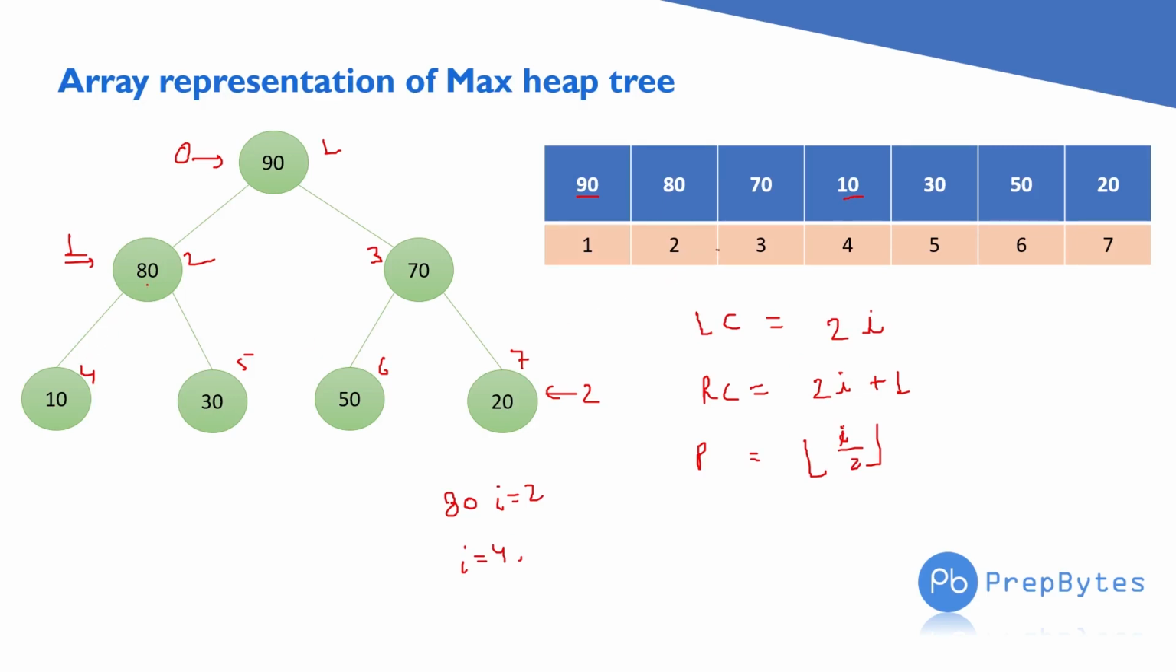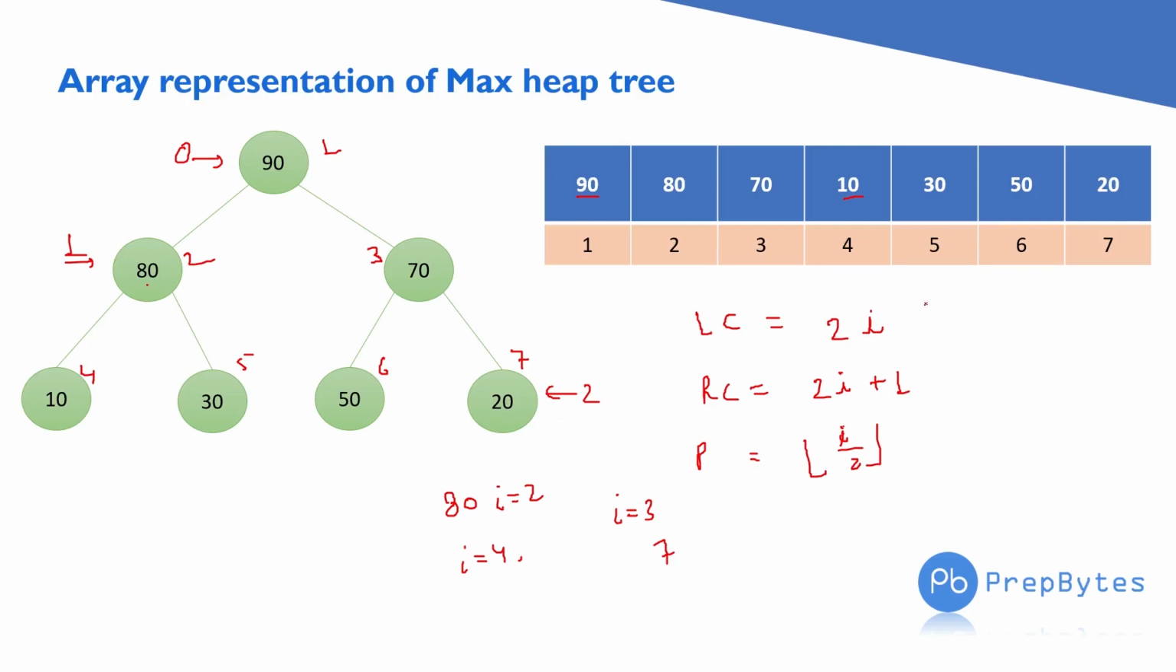Now for example, I want to know who is the right child of 70. For 70, the index is 3, and put it into the right child's formula. So 2 into 3 plus 1 gives me 7. See the index 7. Who is at the index 7? It is nothing but 20. So the right child of 70 is 20.